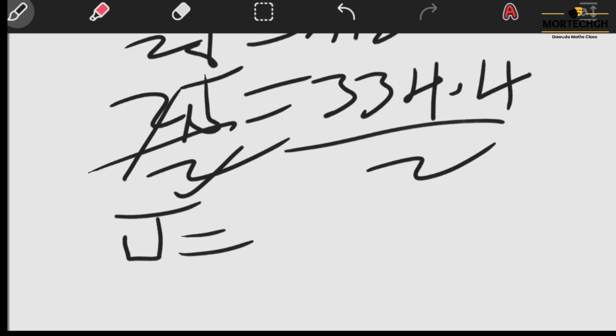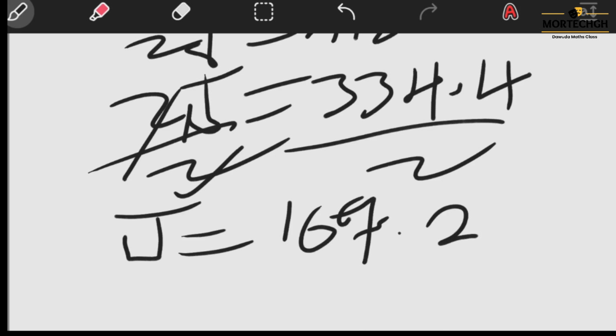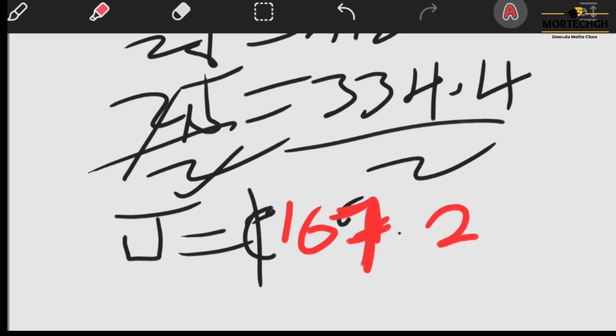It will give you 167.2 Ghana cedis. So Justina received 167.2 Ghana cedis. That is the value for Justina, the amount received by Justina.